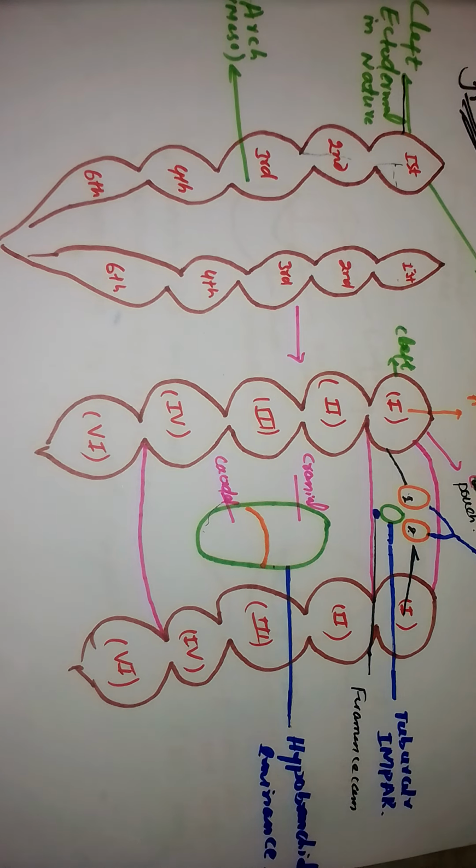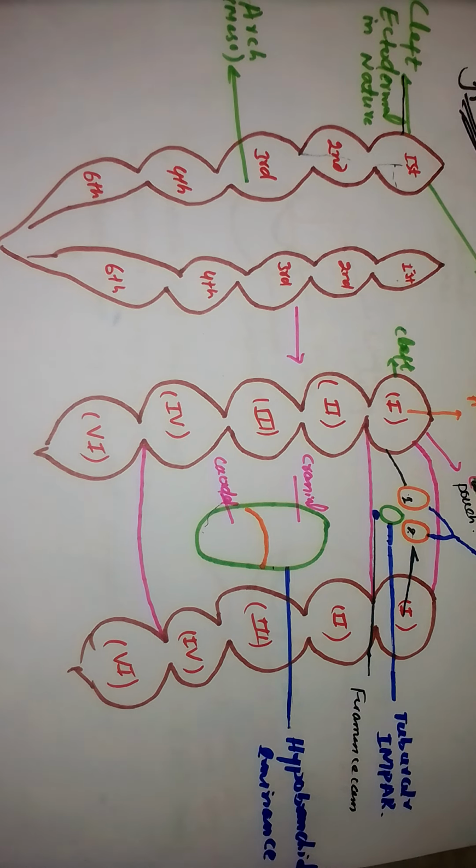Today we are going to discuss the development of the tongue. For the development of the tongue, first we will discuss the pharyngeal apparatus because it plays an important role. This is the diagrammatical representation of the pharyngeal apparatus. There are 6 pharyngeal arches, but the fifth one is rudimentary in nature. So the total number of pharyngeal arches is 5 in nature.